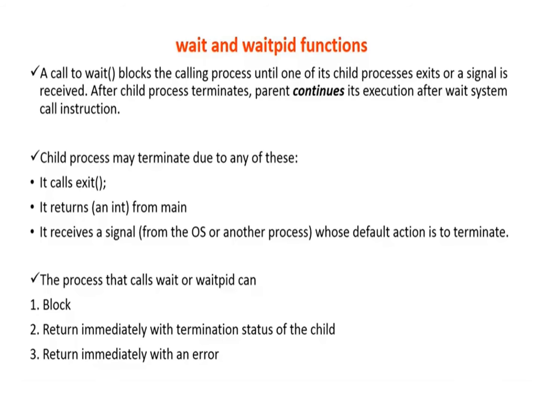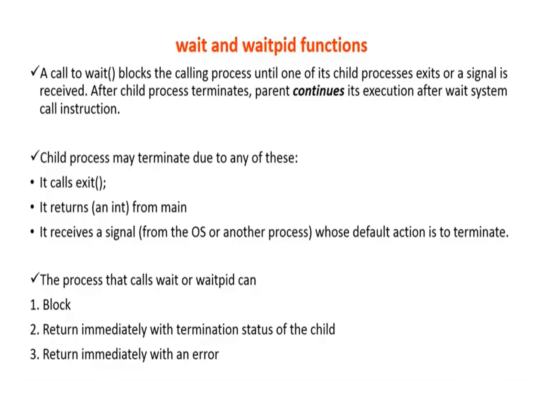Next are the wait and waitpid functions. A call to wait is going to block the calling process until one of its child processes exits or a signal is received. Whenever the wait function is called, that process will be blocked till one of its child processes exits or a signal is received from that child process. After the child process terminates, the parent will continue its execution after the wait system call.